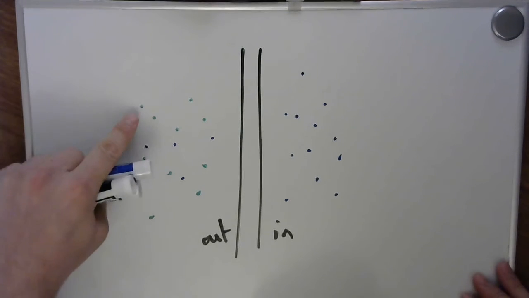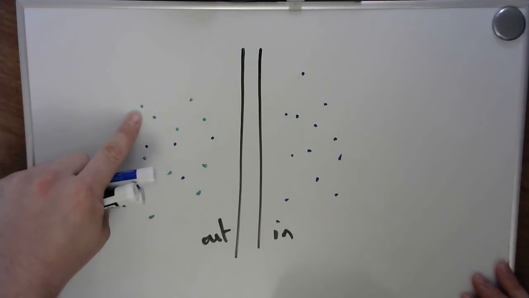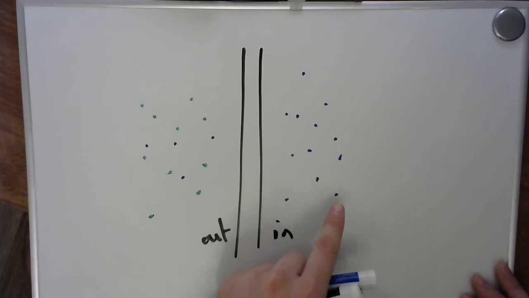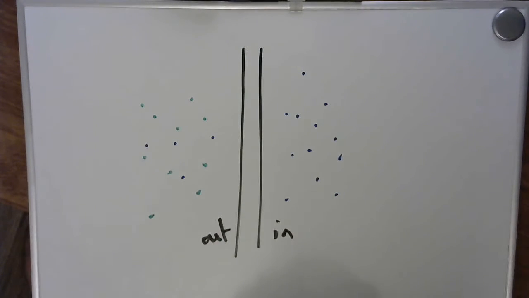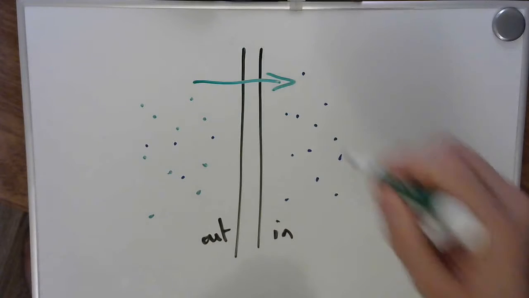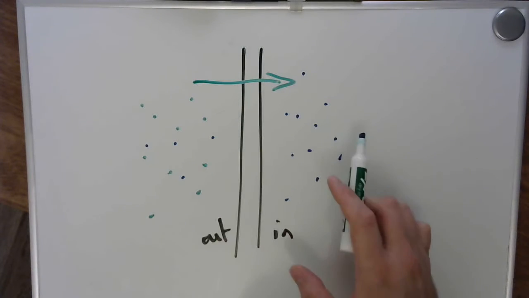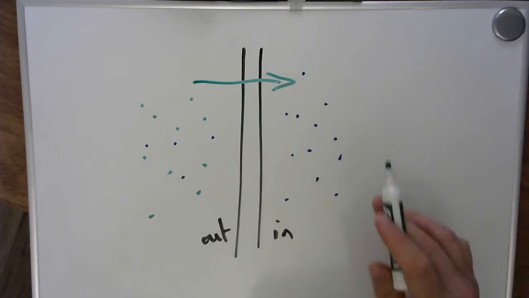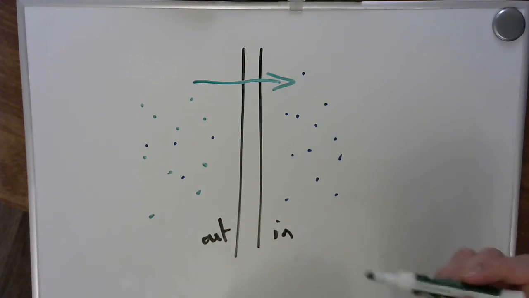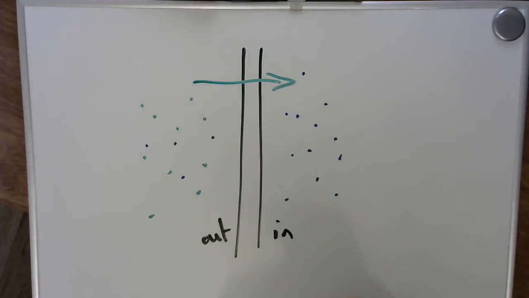So look at the green molecules here. They're only outside, not inside. So the gradient for green goes this way. And so molecules of the green matter will diffuse across the membrane that way, if possible. And what I mean by that is if it is small enough and non-polar, which means non-charged. If it's too big or polar, it's going to need some help across the membrane, right?